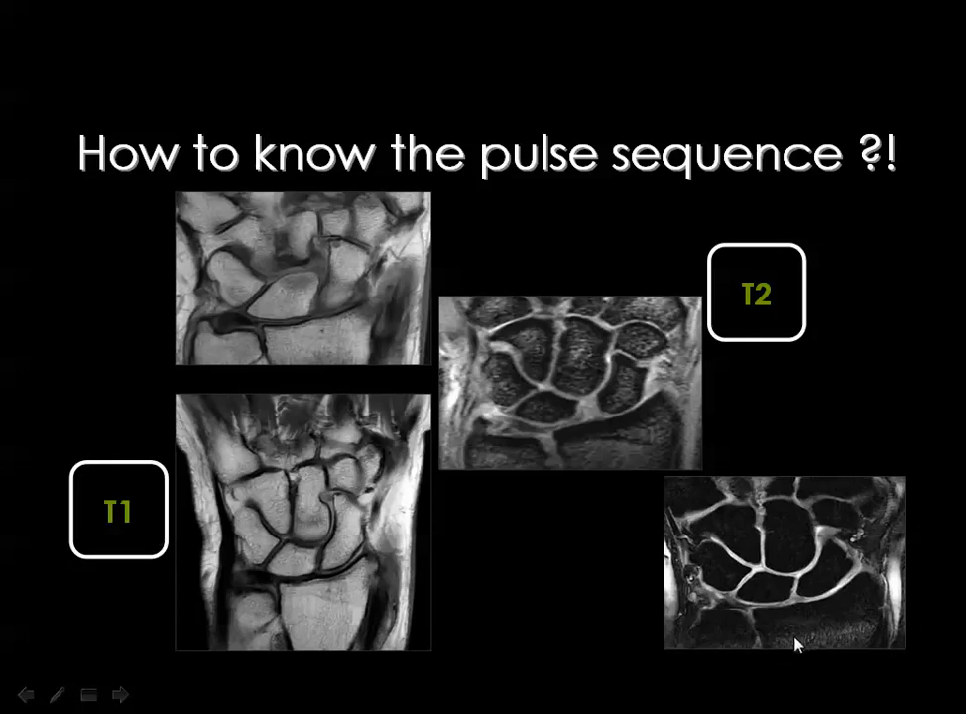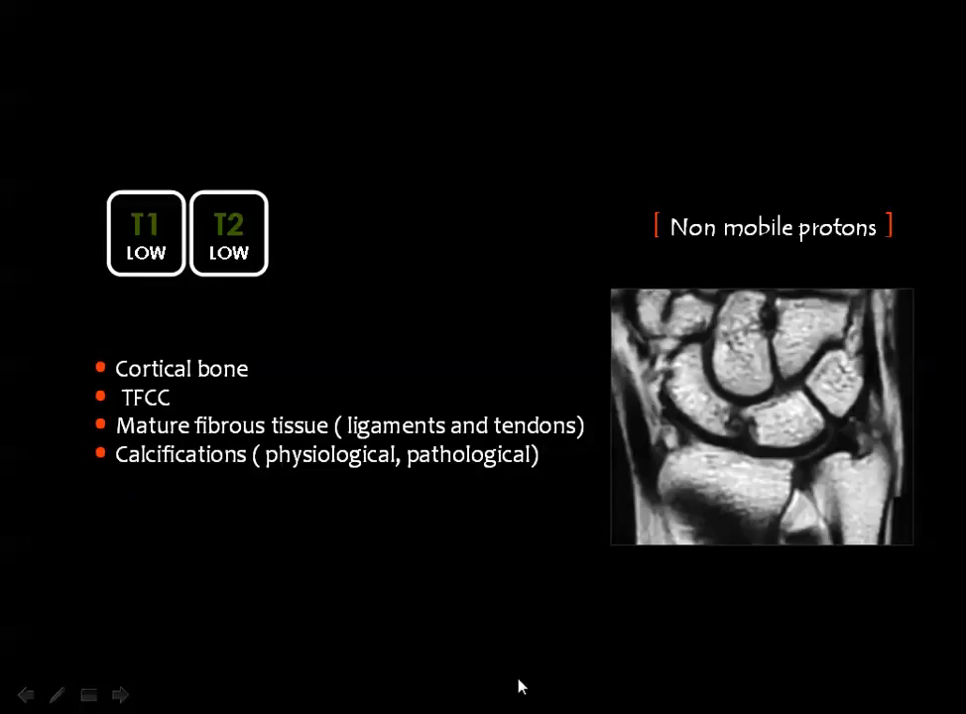And you should know also that the T2, the gradient, and the STIR images all belong to the T2 weighted image, meaning that the fluid will appear black in the T1 and bright in the T2 weighted images. Fluid will appear bright here also and bright here in the STIR images. And what are the structures which appear black in the T1 and T2? They are fixed structures like the cortex of the bone, mature fibrous tissue, ligaments and tendons, and calcium.